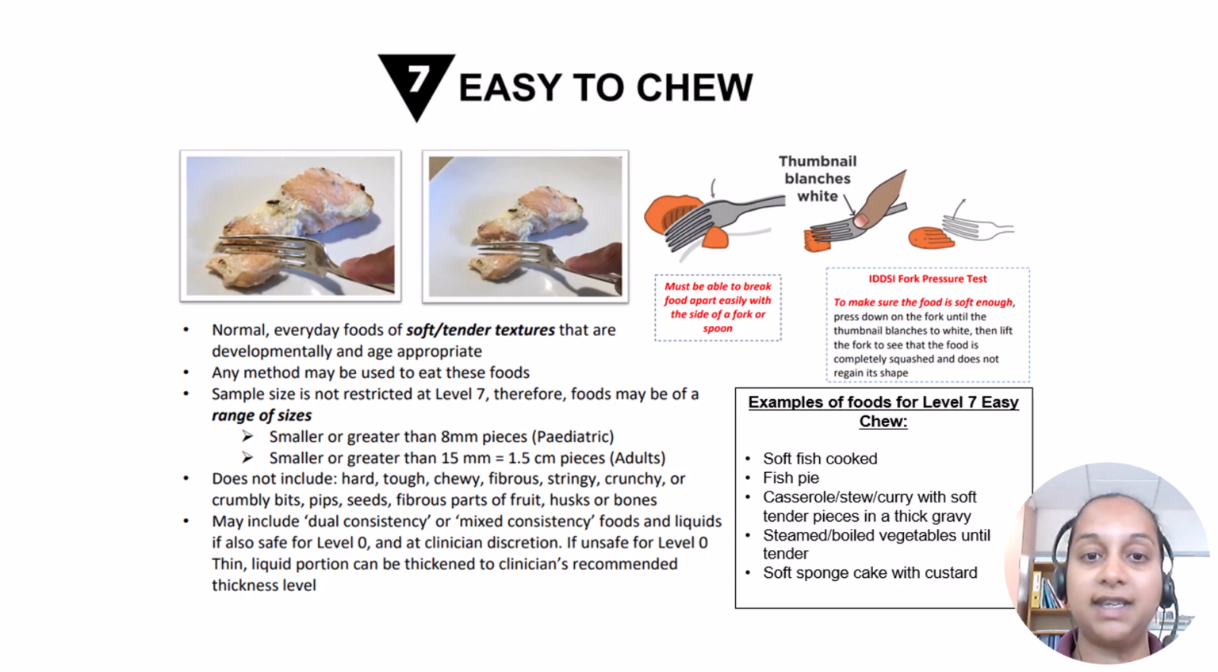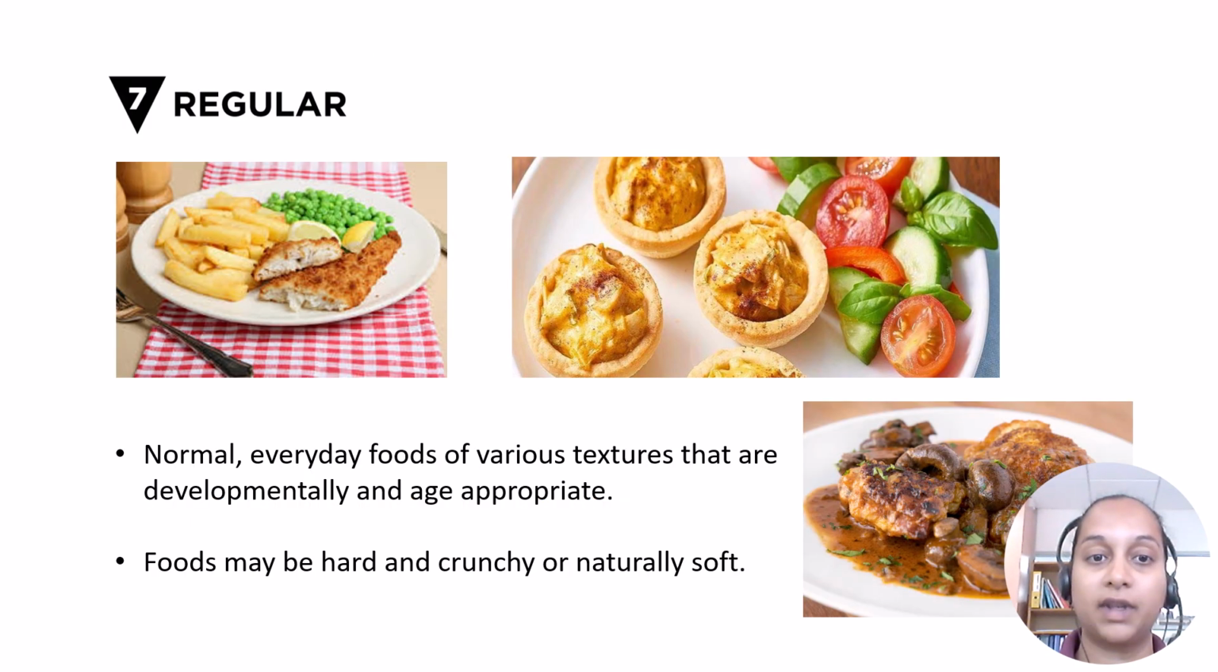Level 7 easy to chew are the naturally softer foods from the normal menu. The main way to test this is, can the side of a fork or spoon cut through easily? Level 7 regular diet is unrestricted in texture and includes other foods not covered by previous levels.